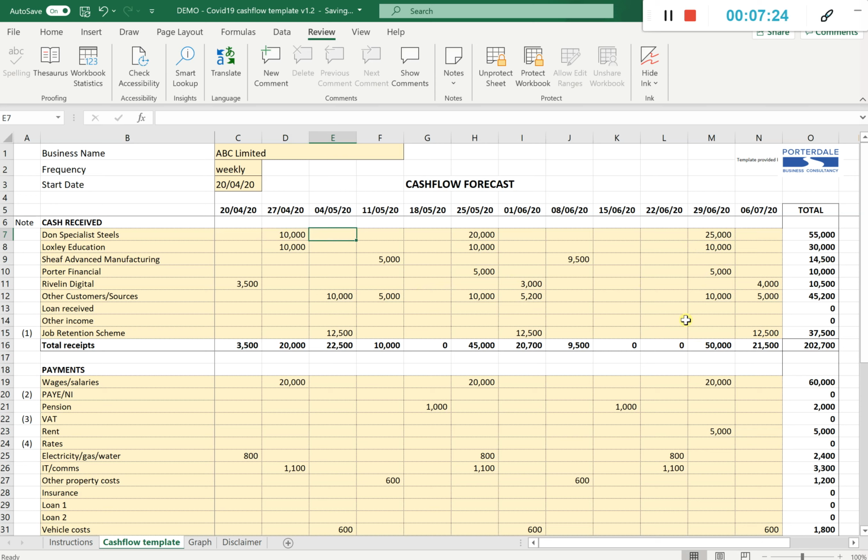So I hope that helps. That's about building the forecast up once you've actually got the template set up, and using it for the planning and the decision making, which is really where the key to this and the value for this is. So I hope that was useful to you.